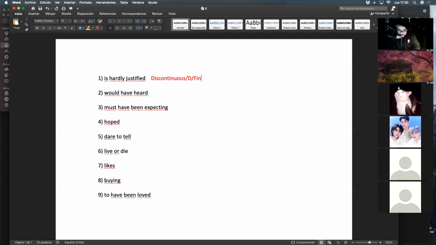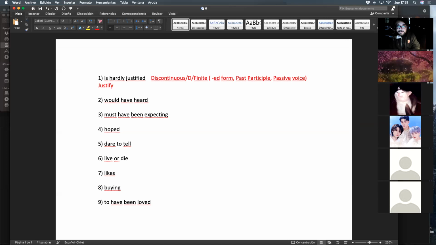Then it is finite. And now the main verb. The main verb is in its ed form, therefore past participle, right? And finally, because of the passive voice, the verb infinitive form, the base form, is justify. Right, so we already did this. Let's take a look at the second one.